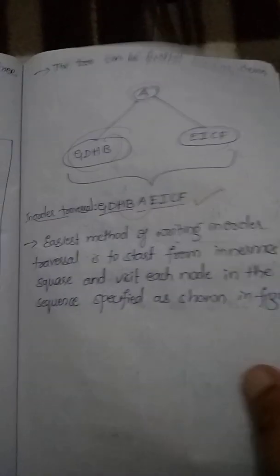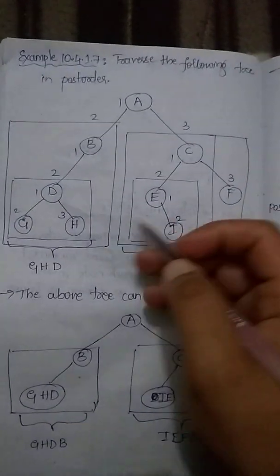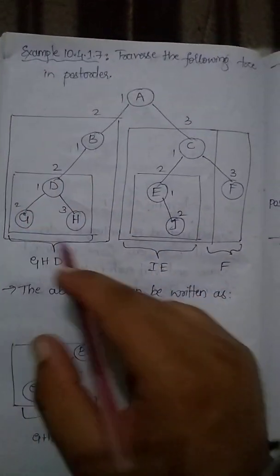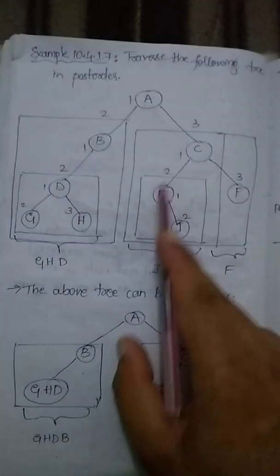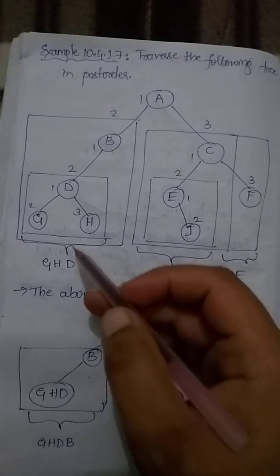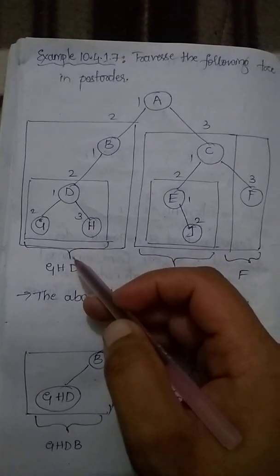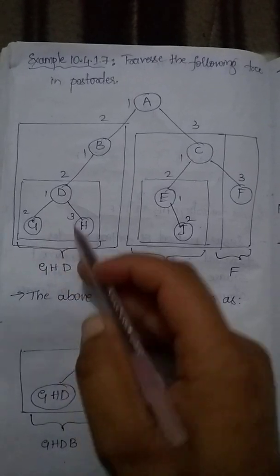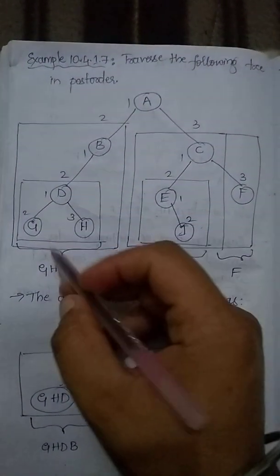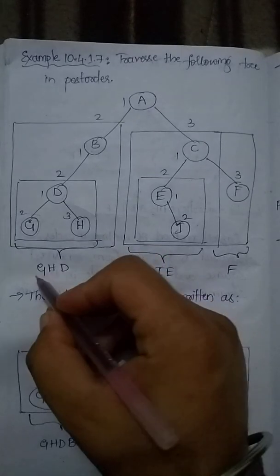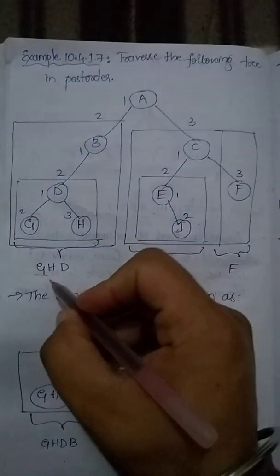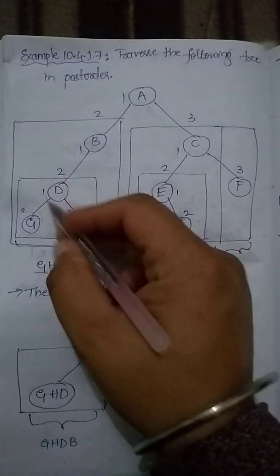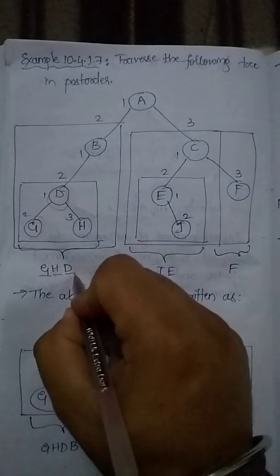So the same figure I am applying for the post order also. As before, I am going to simplify by taking the subtrees first. Since it is post order, first it will be the left subtree, then the right subtree, then lastly the root node. So G is the left subtree, then the right subtree H, then lastly the root node. So it is D here.